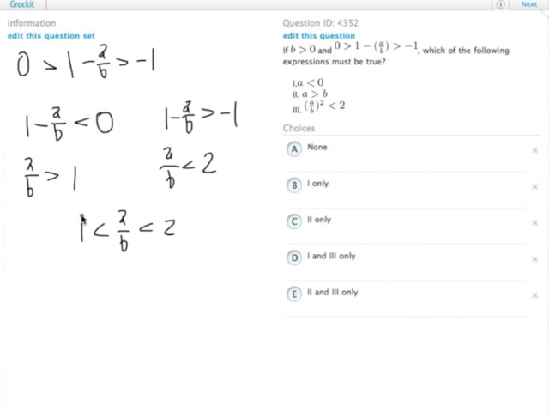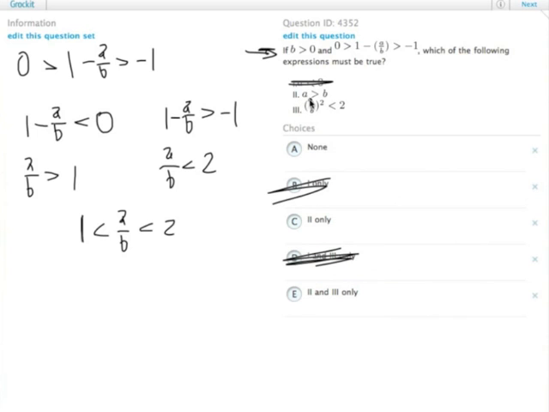Then we have to tackle those statements. So must it be true that a is less than 0? Well, a over b must be positive if it's between 1 and 2. If a is less than 0, the only way this thing can be positive is if b itself is less than 0. And we already know from the question, it says right there that b is greater than 0. So statement 1 cannot be true. And so we can get rid of anything that says statement 1 is true.